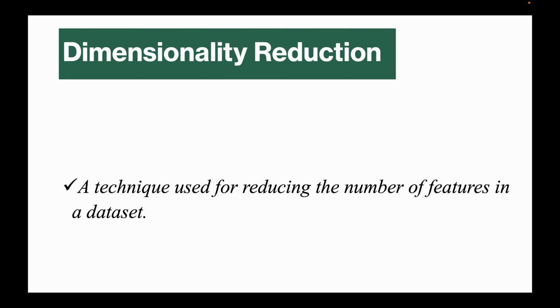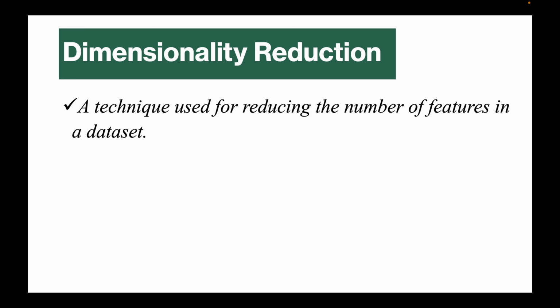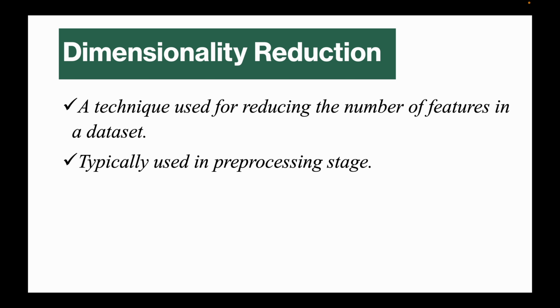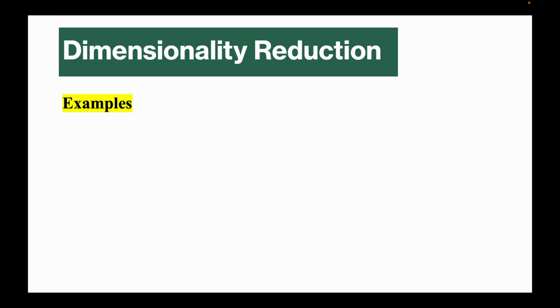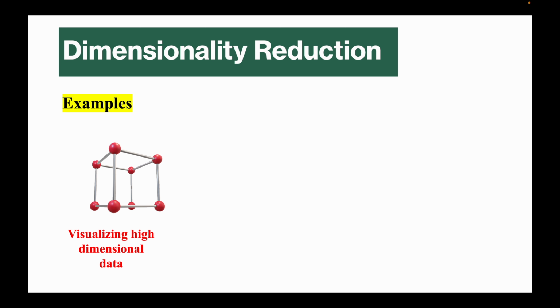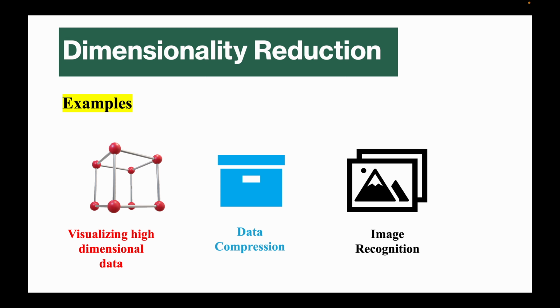Dimensionality reduction. Dimensionality reduction is a technique used for reducing the number of features or dimensions in a dataset while also preserving the integrity of data as much as possible. This technique is used when the number of features in the dataset is large, and this process is typically used in the pre-processing stage. This process is performed because visualizing data in more than 3 dimensions is very difficult. If the dimension is reduced from high to low, then it also lowers the computational load and increases the speed and efficiency. Examples are visualizing high dimensional data, data compression, image recognition, and so on.